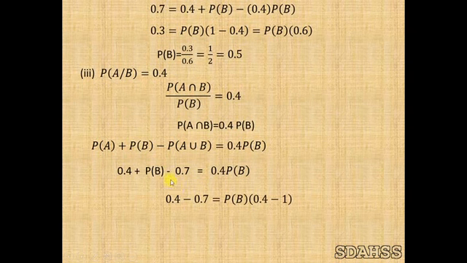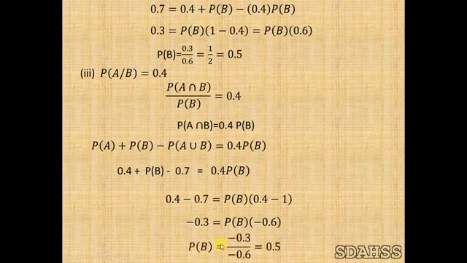Then 0.4 minus 0.7 is equal to, you bring this P of B to the other side, it becomes negative. So you have 0.4 P of B minus P of B. Then P of B is common, so take it outside, so you have 0.4 minus 1. If you subtract, you will get minus 0.3, which is equal to P of B into minus 0.6. Minus minus cancel, then P of B is equal to minus 0.3 divided by minus 0.6. On simplification, you will get 0.5.